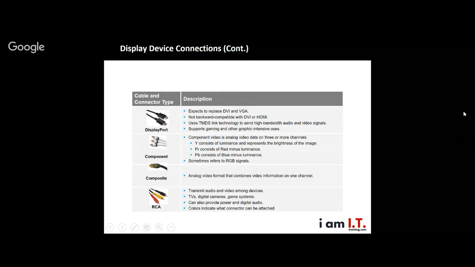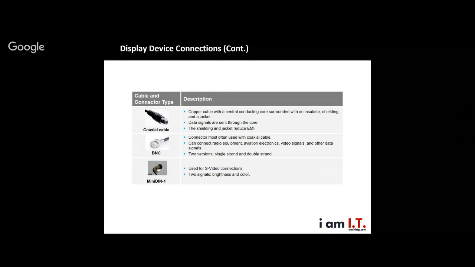So let's take a look at some really popular coax types. So coax, no matter what kind of connector you have at the end, is a copper cable, a single copper core that is going to be surrounded by an insulator, and then you'll have some type of shielding, usually braided or foil.